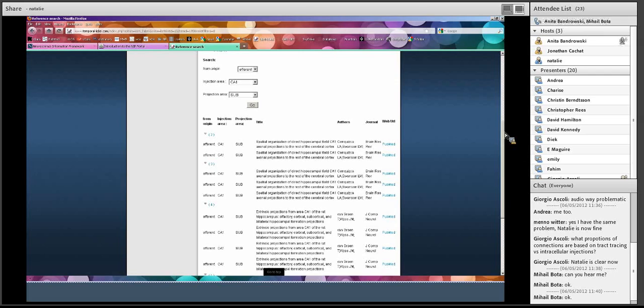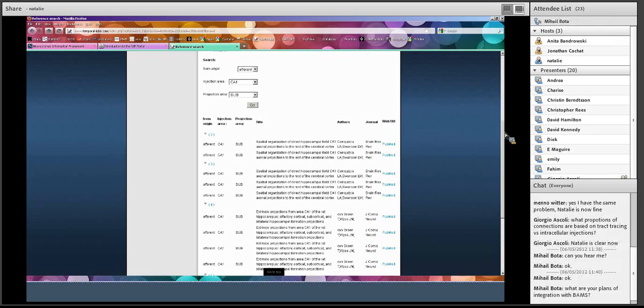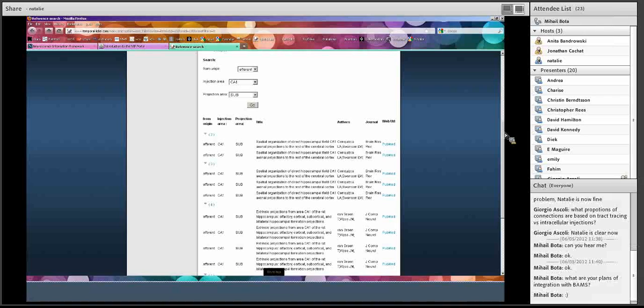do you plan on trying to add a lot more data from the single cell tracing set? So Mihai is asking what are the plans of integration with BAMS? So are you planning to export this data to BAMS or export it to RDF? I presume that would be reasonable.